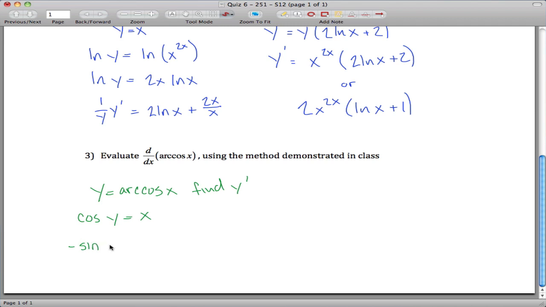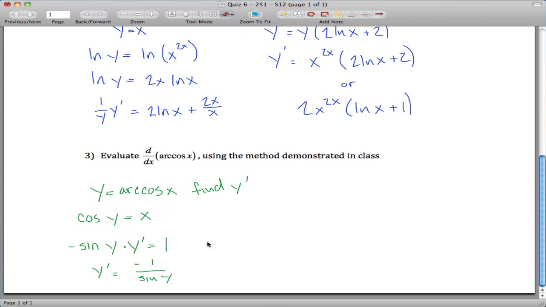So we got negative sine of y, but then you're not done over here because this is chain rule. We took the derivative of the outside function, cosine, and now we want to take the derivative of the inside function, which is y. So we'll multiply that times y prime, and that's equal to 1. So solving for y prime, we get y prime is equal to negative 1 over sine of y. If you get to here, I'm pretty happy, but there's still a lot of work to do.